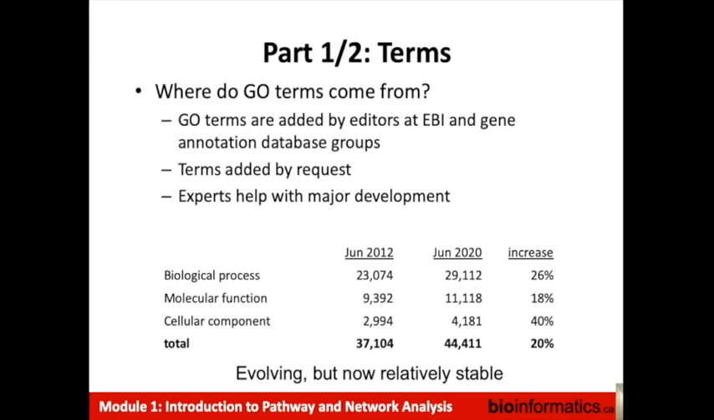So gene ontology is actually composed of two parts. The first part are terms, which I talked about just now. GO terms are added manually by editors at various different annotation groups worldwide. They're added by request, and experts help with major redevelopment. There are over 44,000 terms currently in the ontology. This grows over time, so it is evolving, although over the past few years it's remained relatively stable. They've covered a lot of the known concepts in biology.